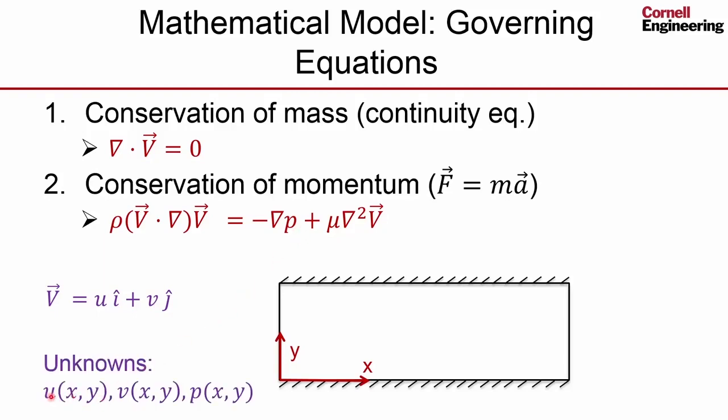The unknowns are the two components of velocity and pressure, and all of these are functions of x as well as y. So we have three unknown functions, and we have three equations, one from conservation of mass and two from conservation of momentum, one each in the x direction and y direction. That completes the governing equations, so let's talk about the boundary conditions.